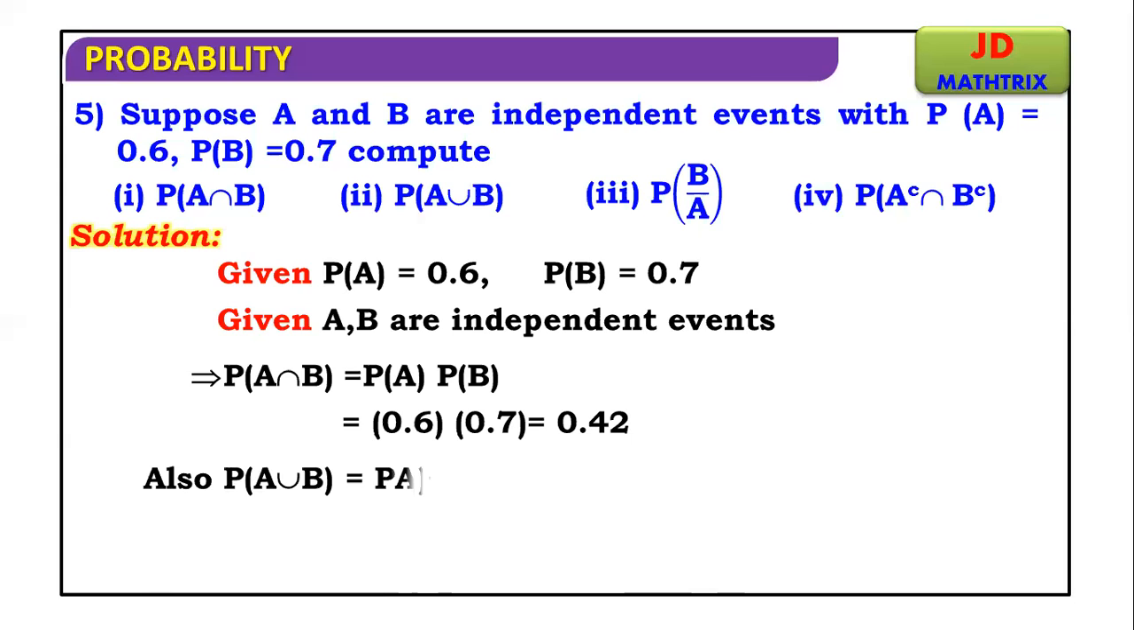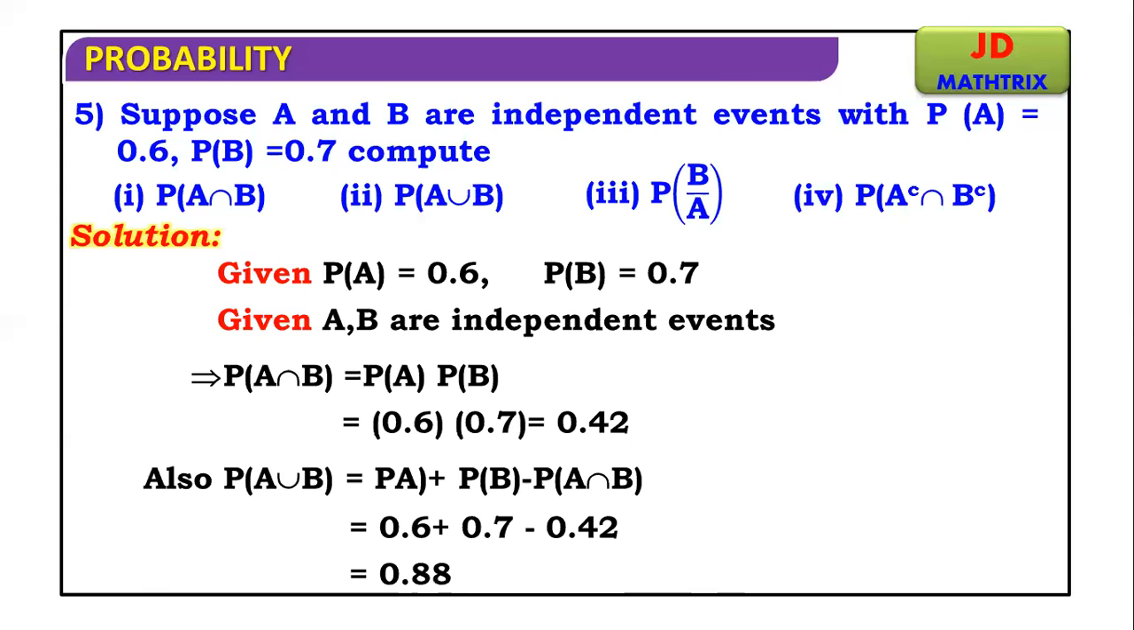Now P of A union B is equal to P of A plus P of B minus P of A intersection B. That is 0.6 plus 0.7 minus 0.42. So that is 1.3 minus 0.42. Finally we get 0.88. That is the P of A union B.